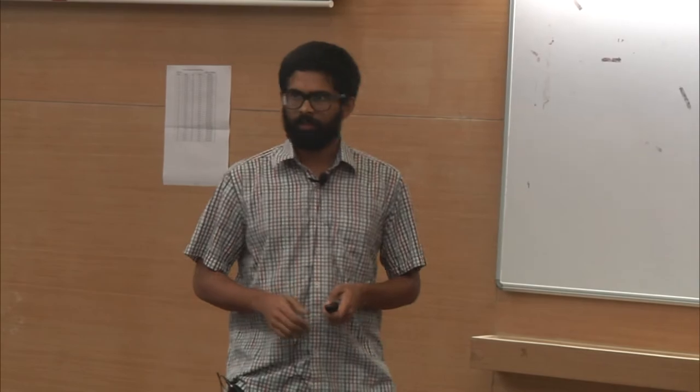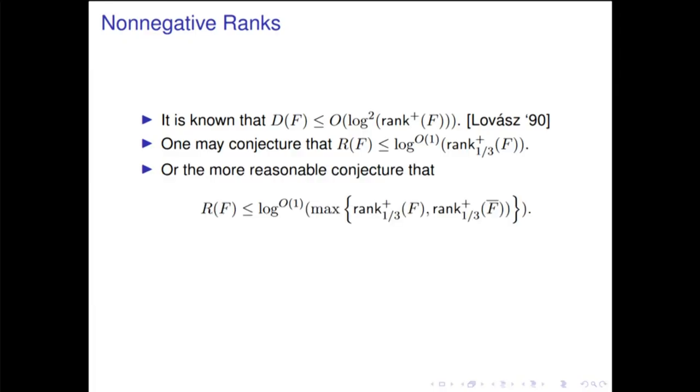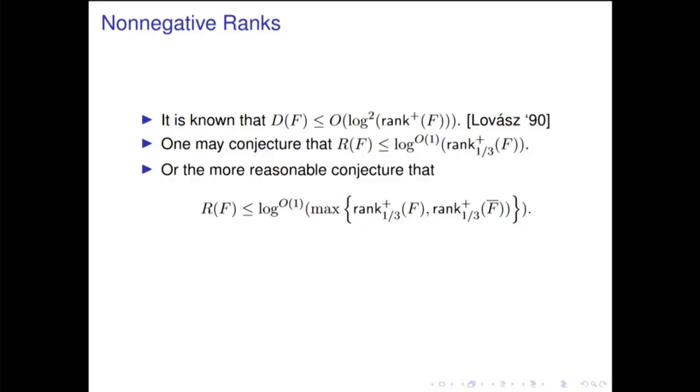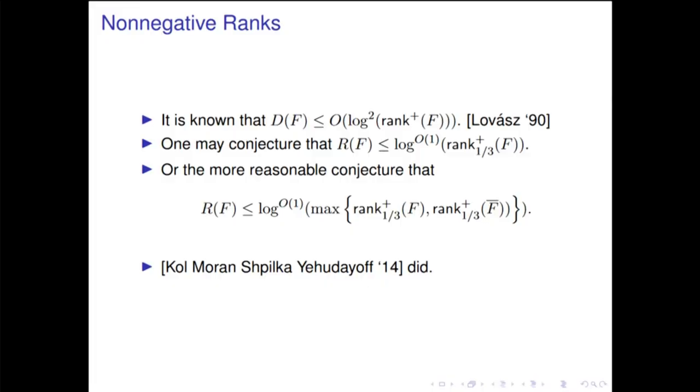So maybe approximate non-negative rank is actually tight. There's actually a more reasonable conjecture here, because the lower bound that we have is actually the maximum of the approximate non-negative rank of F and of F complement. We don't even know if those are related yet. So it makes more sense to actually conjecture this variant of it. And in fact, these people did actually conjecture this variant of it.